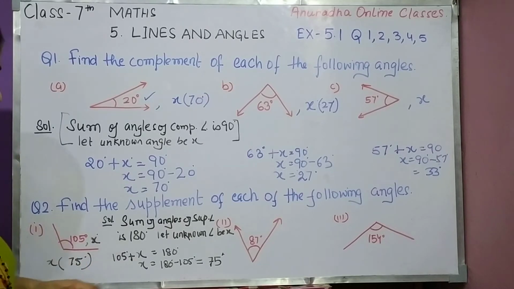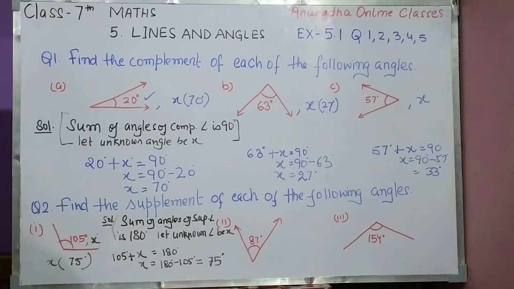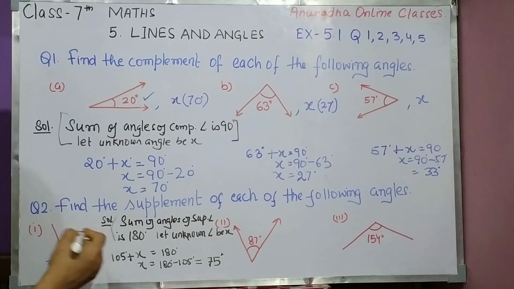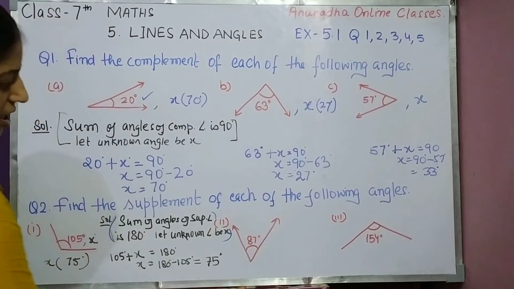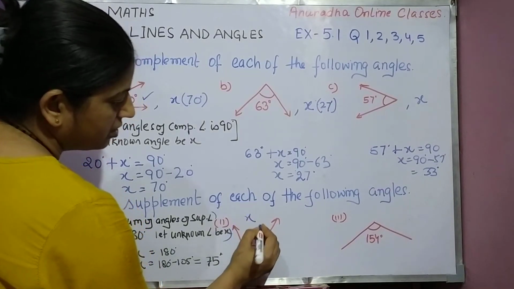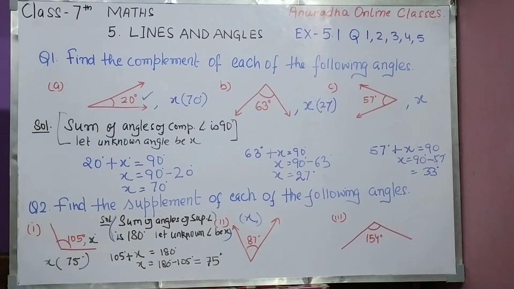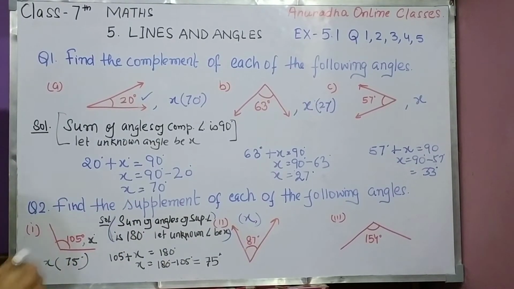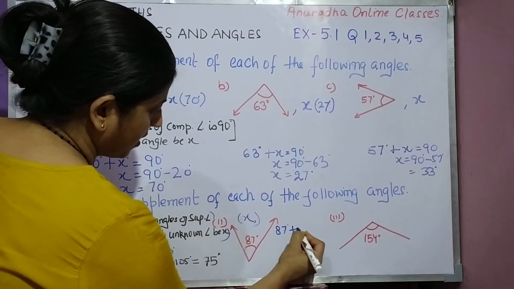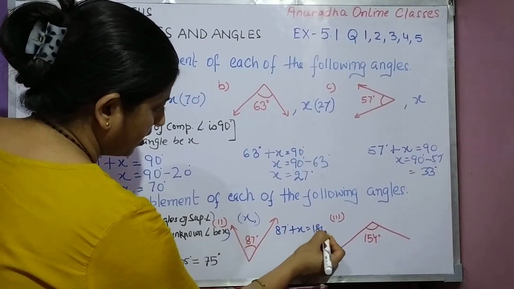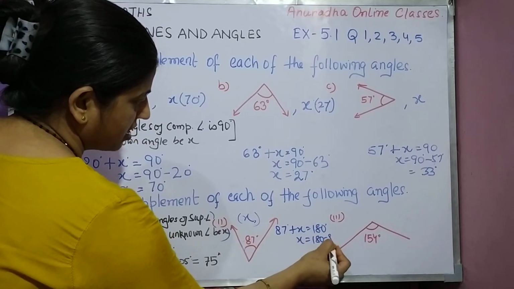Okay children. Now come to the second part. This you will write as it is, as you have written in the first part. Then after, let its supplement be x. Now, just start doing this. So, 87 degree plus x equals to 180 degree. Supplementary angle है इसलिए x degree equals to 180 minus 87.